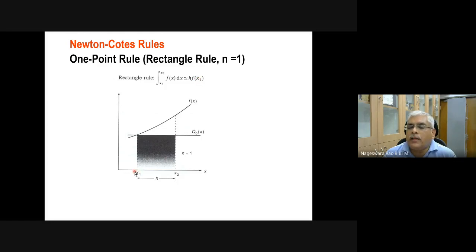This function is evaluated at a point, either the lower limit or the upper limit. So that's why n is equal to 1. n indicates the number of points at which you are evaluating the function. And why is that important?